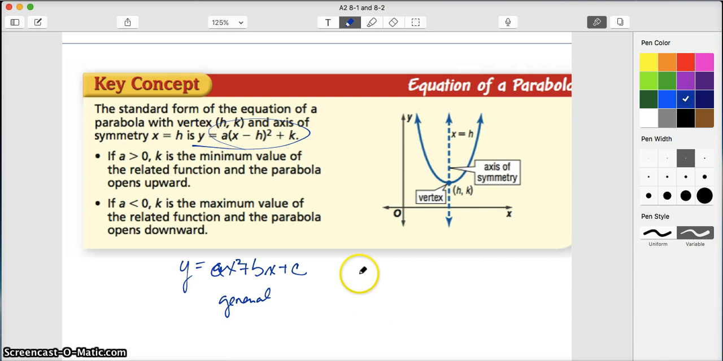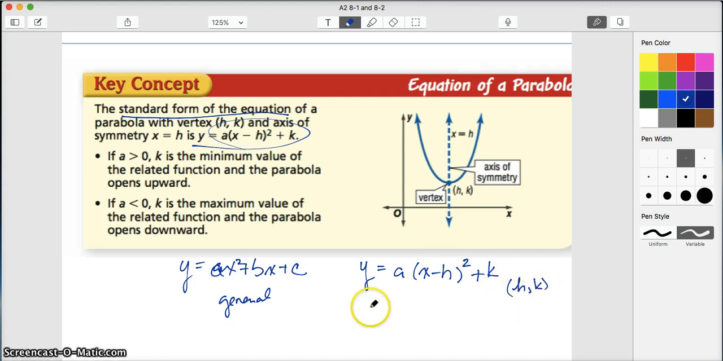I would call this vertex form, and other textbooks use it differently. That's fine, who cares? But here, when they refer to the standard form of the equation of a parabola, they have it in vertex form. I like to say vertex form because it's very descriptive of what I have. If I have this situation, I literally have the vertex of the parabola, and it will be located at (h, k).